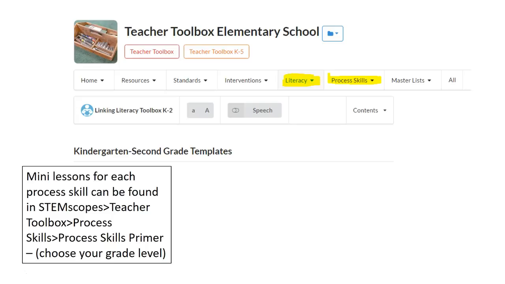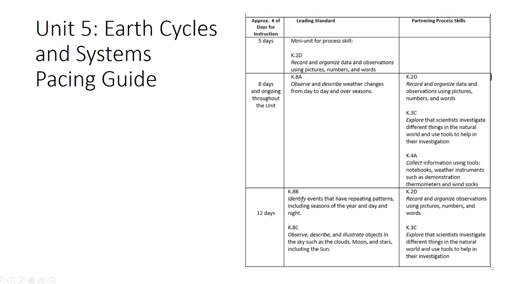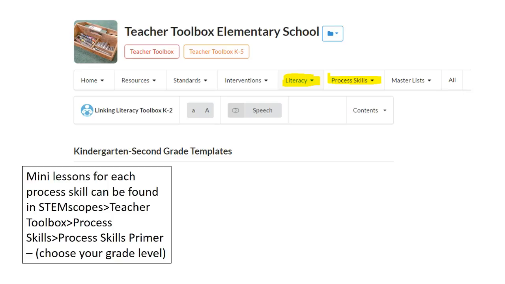So I just want to remind you that with all process skills and including any tools that you're going to be using with your students, STEM Scopes has a teacher toolbox, and there's 2 sections I want to draw your attention to today. One is the process skill primer, and then the other one is the literacy links. Both of these have resources for, let me go back 1 slide, for K.2D. Remember, we've got 5 days devoted to that, so you may be wondering, where can I get some resources to help me plan those 5 days? So that's what I want to focus on right now.